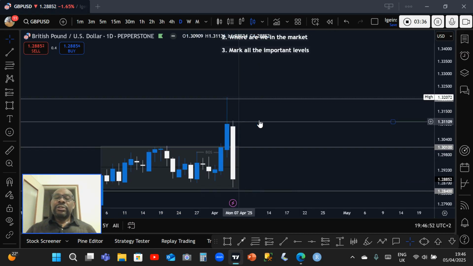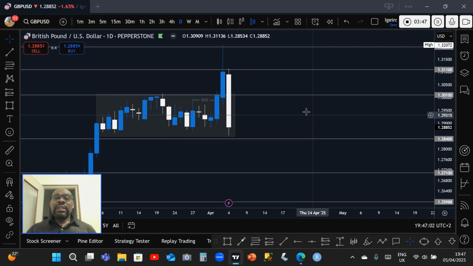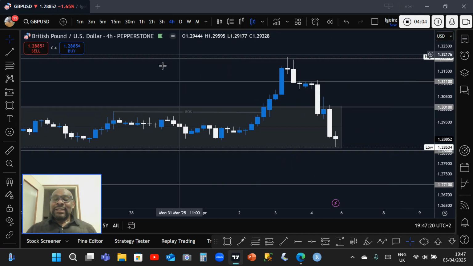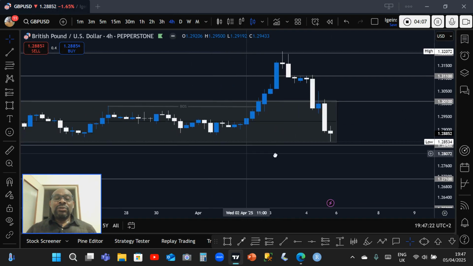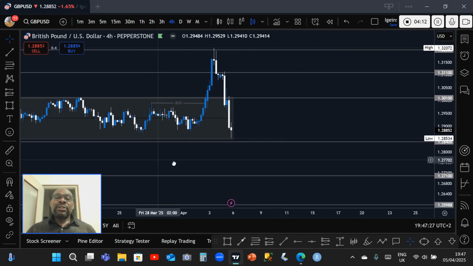And when it broke out of this range, it quickly tested this level, 1.32000. Then it got a rejection from there. Sellers took over from here and they pushed the price to the downside. They pushed the price back to the range again. So at this point, when you go to 4 hours, you now see the big picture again, and you see how the price action has been moving.